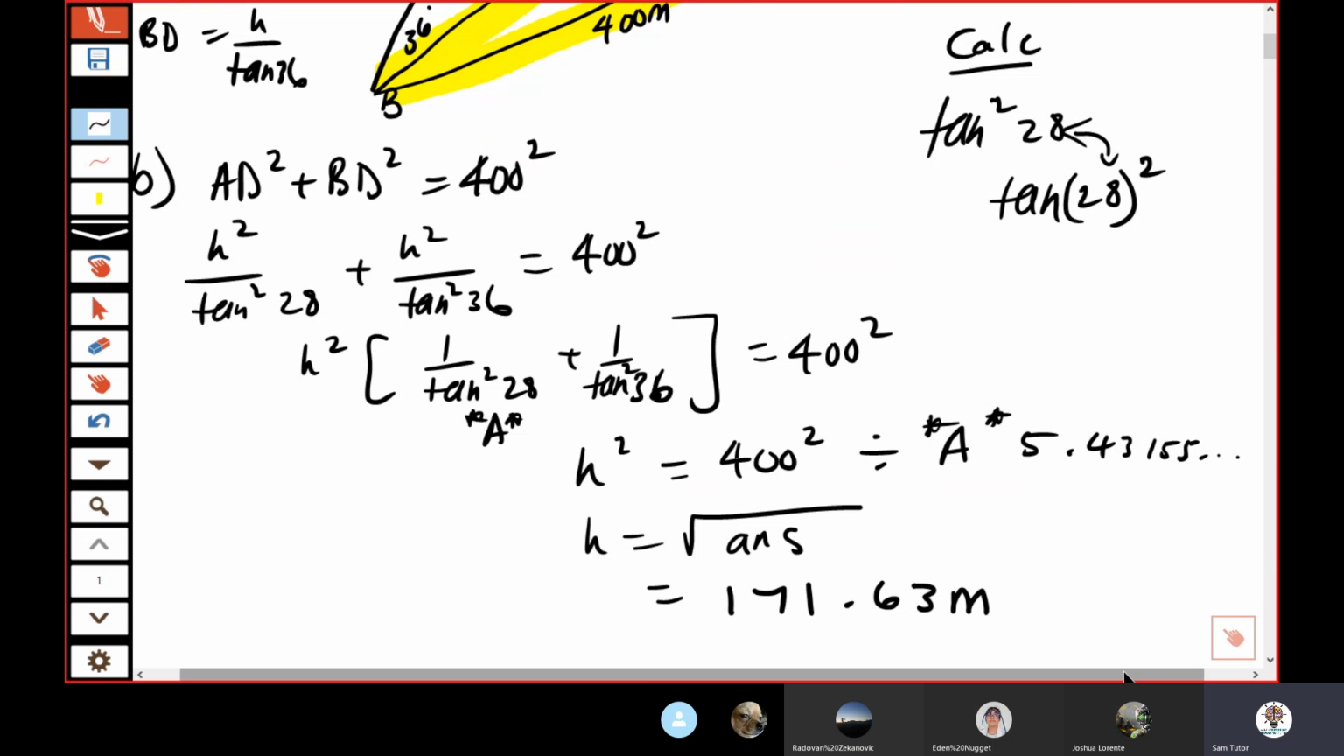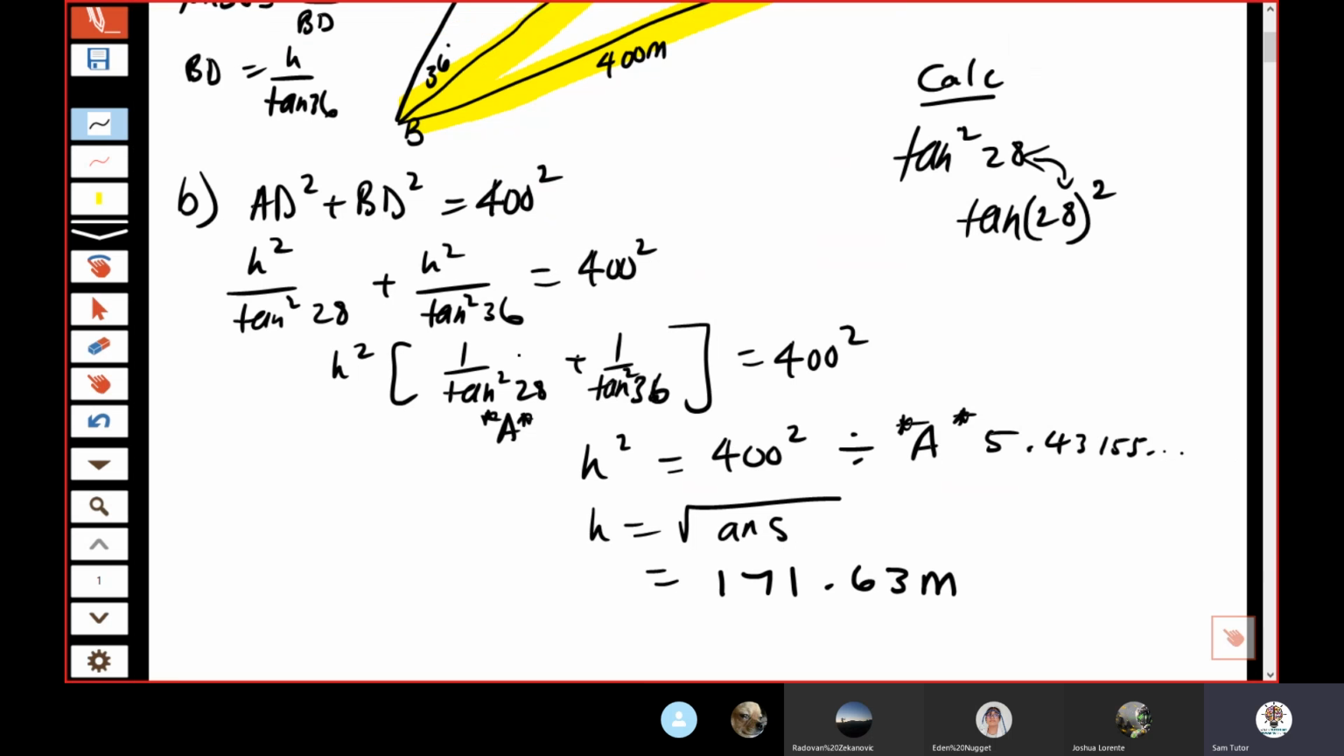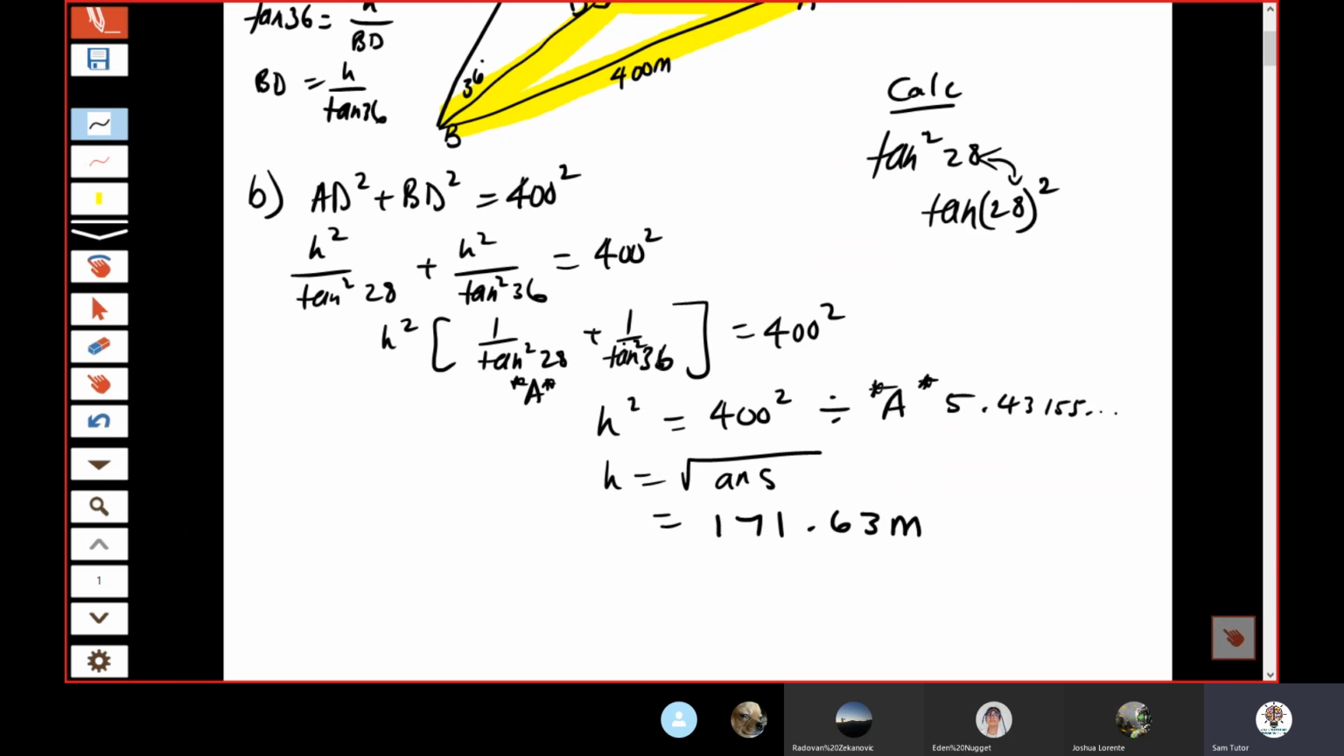Anybody not get it, I guess? Anybody not understand how I factorized this H squared out? Any particular line? You know, you're trying to solve for H, so naturally you'd like to factorize it out. Okay. All right, if there are no questions, then let's try and move on to another one.